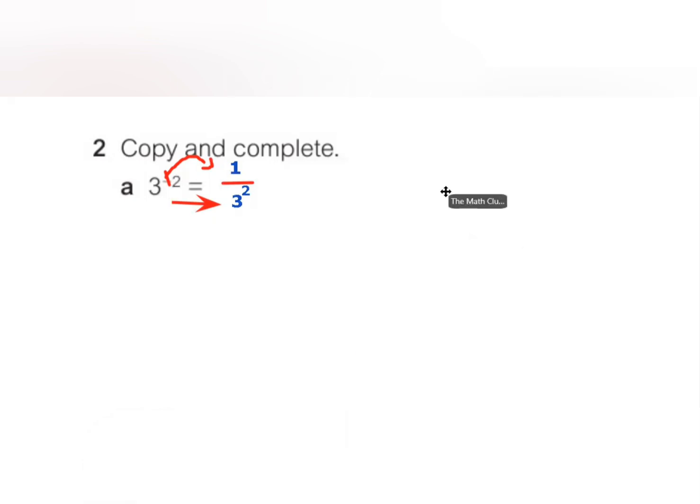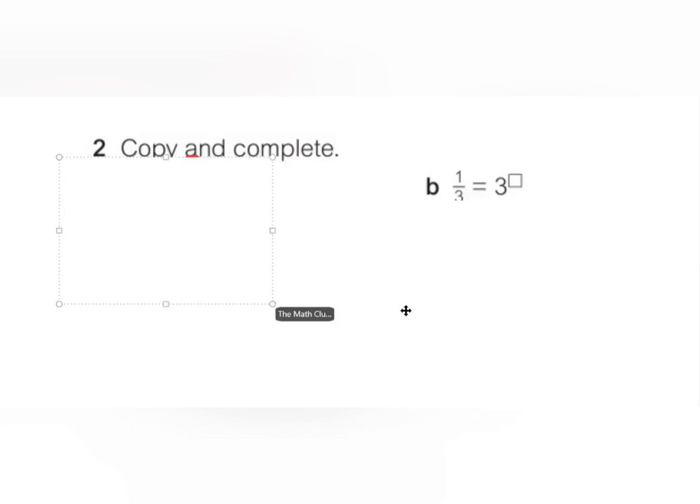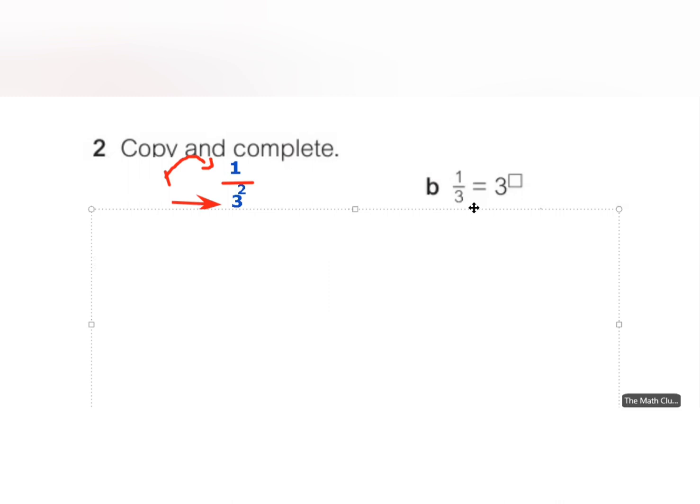We have another one, which is B. Now we understand the idea, so let's work on B. 1 over 3 equals 3 to the power of what? Now let's cover A so we don't get confused. It has the same idea, but we have to follow the steps using our brains. 1 over 3 equals 3 to the power of what?